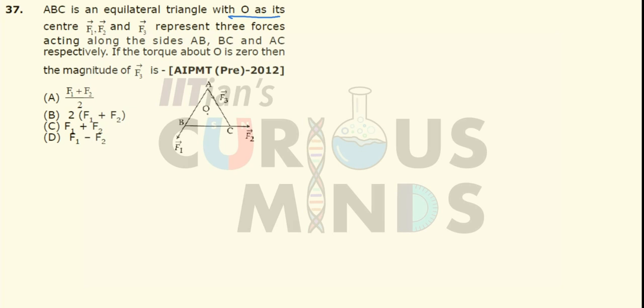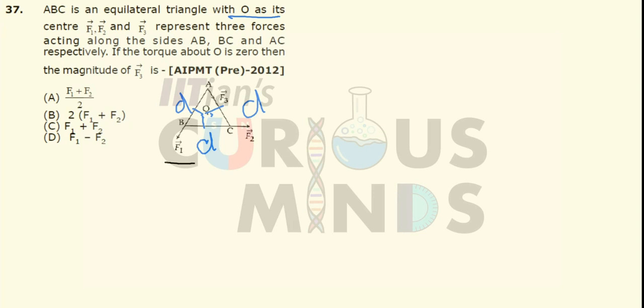Now first of all, before we calculate the torque, let us find the perpendicular distances of those forces. So this will be the perpendicular distance from O to AB, from O to BC, and the third one from O to AC. Since it is an equilateral triangle, if any side is D, all three sides will be equal to D.